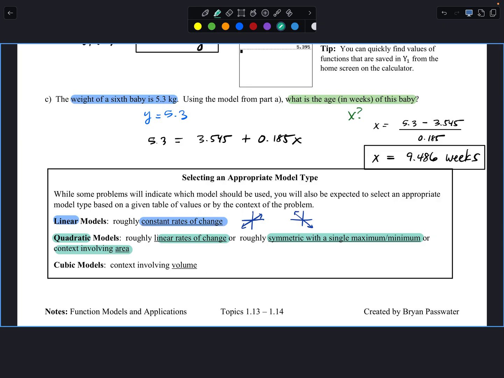Okay, cubic models. Cubic models are usually contexts that involve volume. Okay, are we okay? Okay.